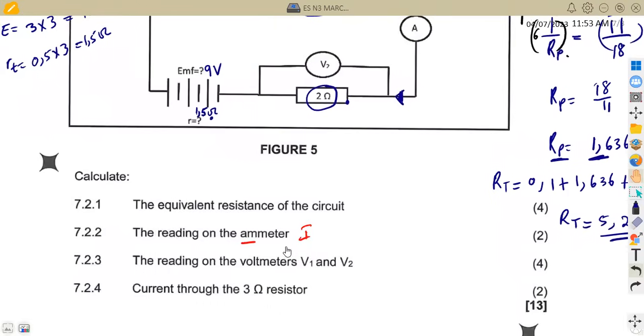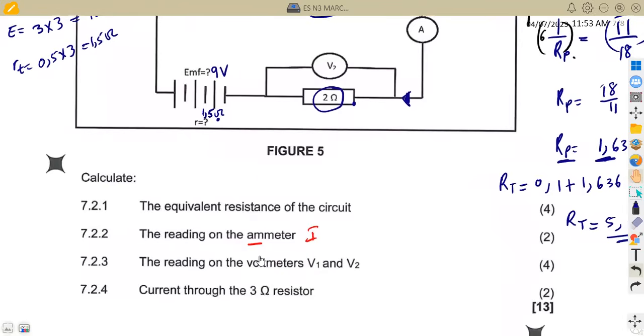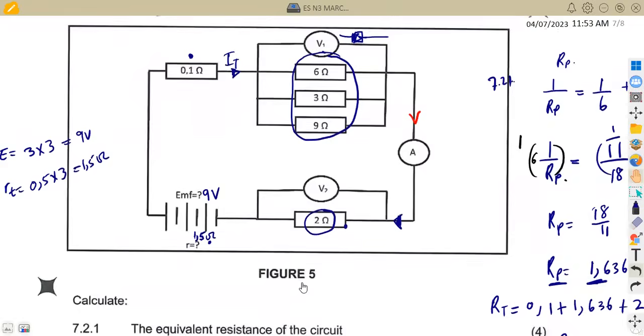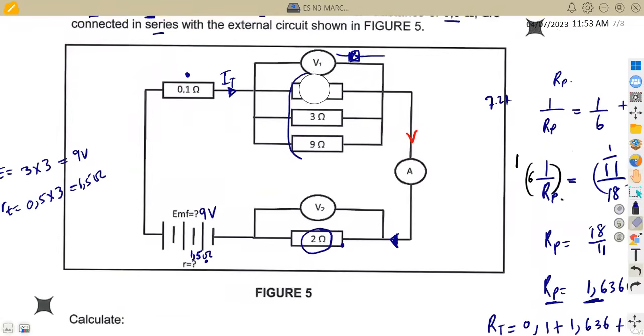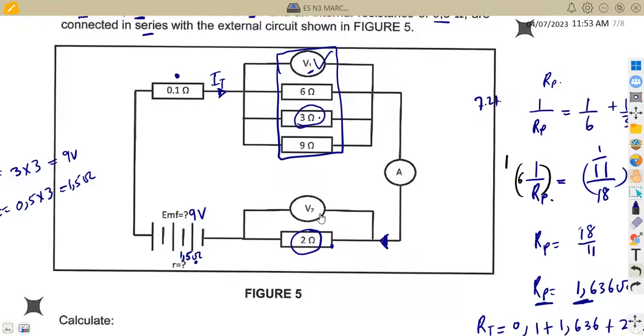Then the last part of the question on 7.24 is to calculate the current through the 3 ohm resistor. So you have to check, where do we have the 3 ohm resistor? The 3 ohm resistor is on the parallel combination. And what do we know about the parallel combination? We know that in a parallel circuit, the voltage is the same, this V1. So we have got the voltage and the resistance. That means we can calculate the current.